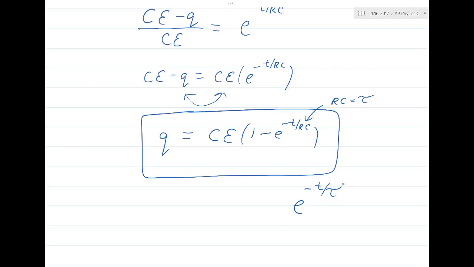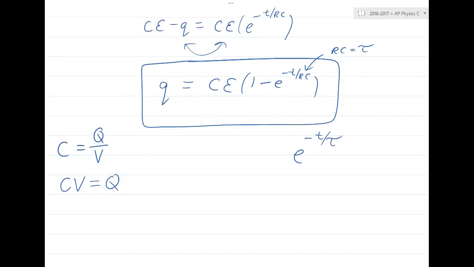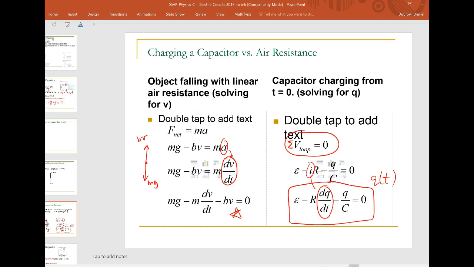Okay? Now a couple things that you should note from this. First of all, remember that capacitance is charge over voltage, which means that voltage times capacitance is equal to charge. And so what's this voltage times capacitance? Well, that is equal to Q final, the total, or we could even say the maximum amount of charge which appears on the capacitor. So now let's head back to our PowerPoint to finish this up.